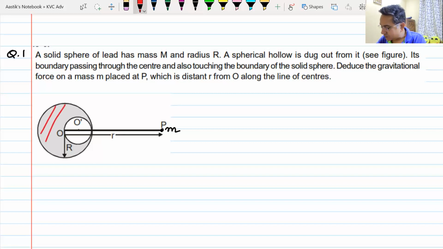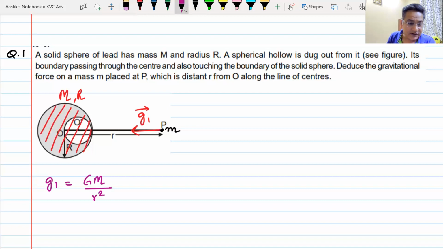You take the first sphere as the original sphere. The original sphere has a mass m, radius r. The gravitational field due to this red sphere would be in this direction. So you find out the value of this gravitational field. Let me call it G1. What is the value of this G1? It is G m by small r square. Yes or no?